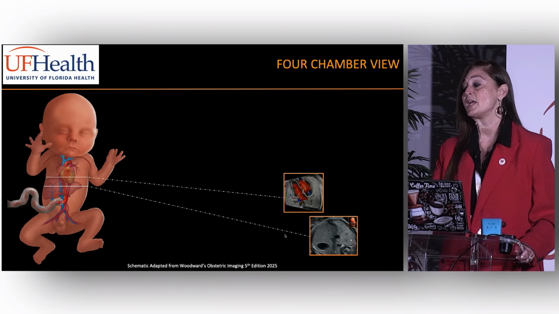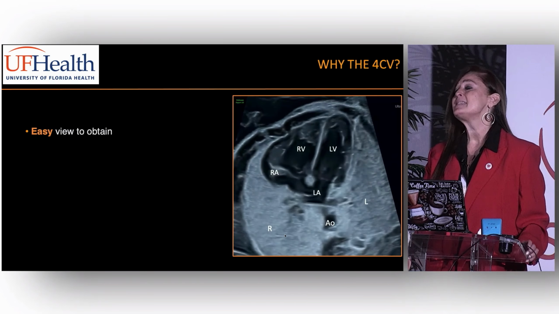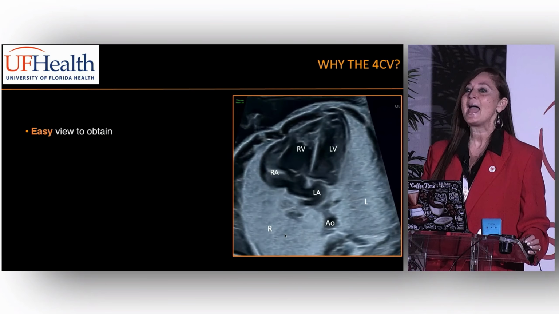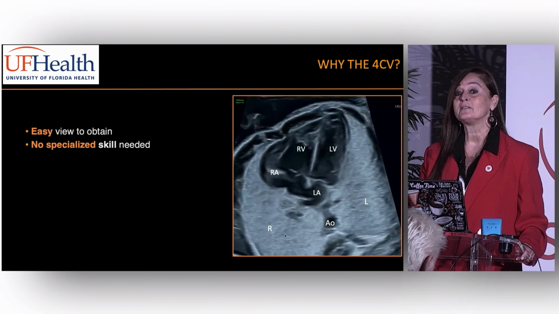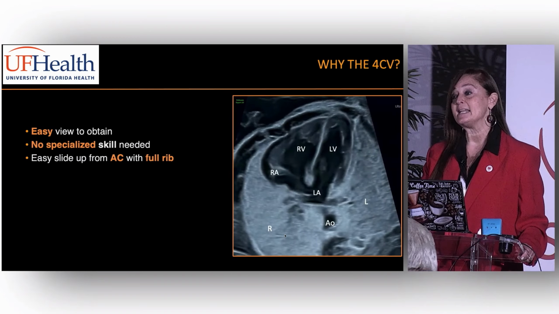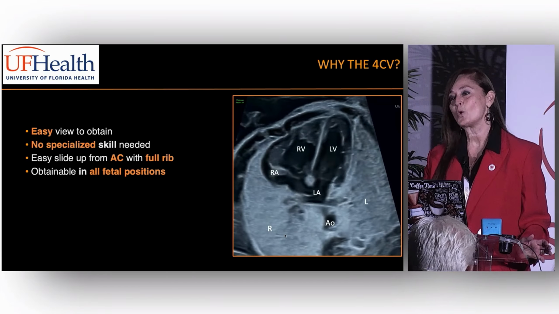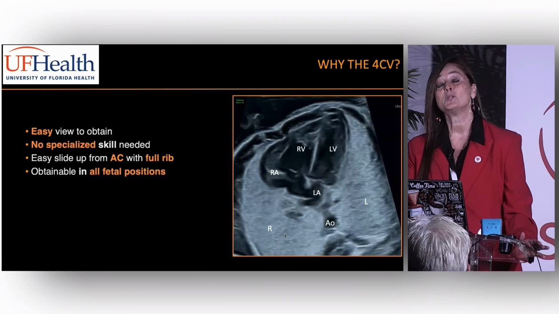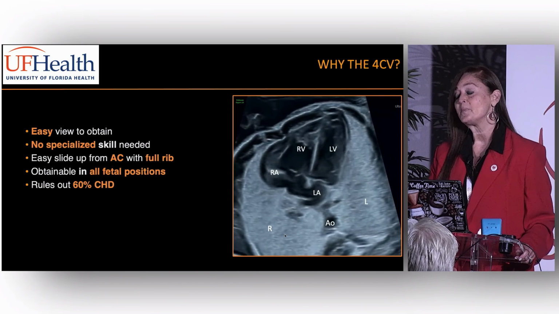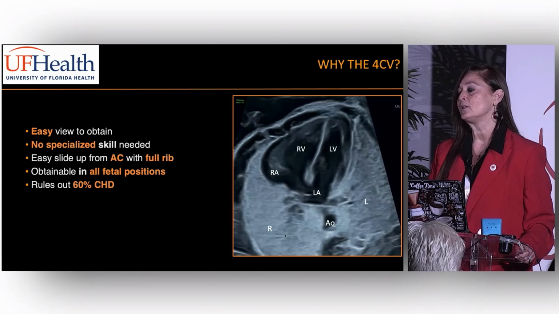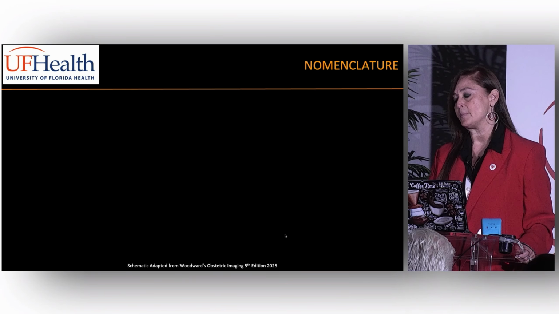Now we move on to the four-chamber view, which is a slide up from your abdominal circumference plane. And this is such an easy view to obtain. Anybody can obtain it if you can obtain an abdominal circumference plane. It does not require any specialized skill. It's an easy slide up, and it's obtainable in every single fetal position. Of course, shadowing and maternal characteristic limitations with BMI all play a significant role. You can rule out roughly 60% of congenital heart defects, and it is the starting point for the cardiac sweep.